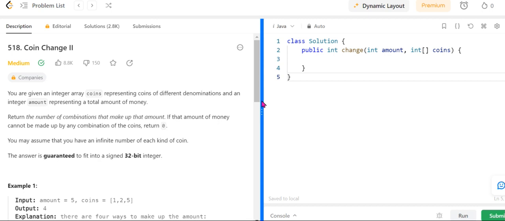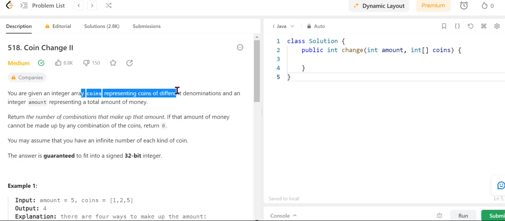Hello everyone. So today we are going to discuss LeetCode problem number 518, which is Coin Change 2. In this problem you are given an array of coins and each coin is of different denomination, and you are also given an integer amount. What you need to do is return the total number of combinations that makes up that amount.